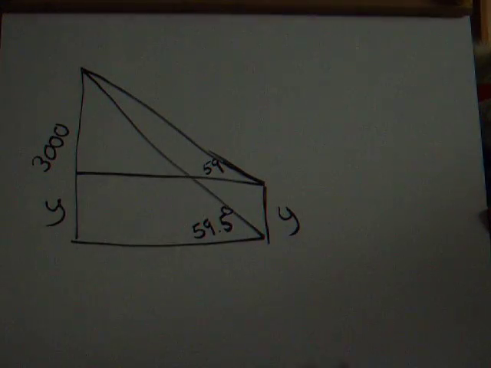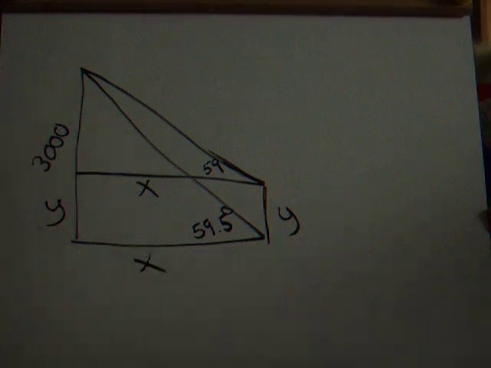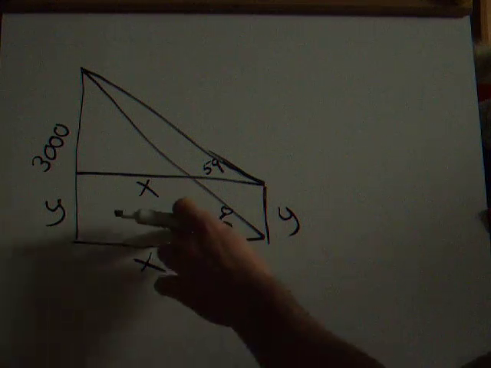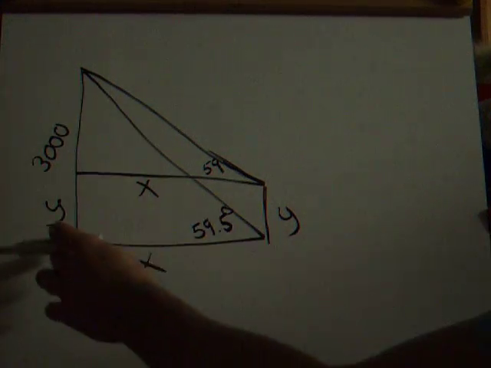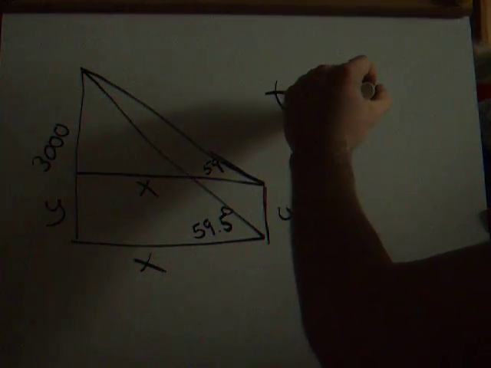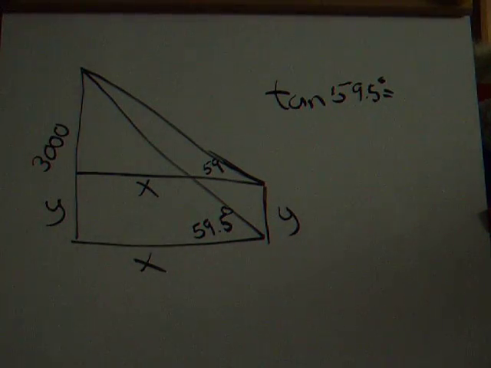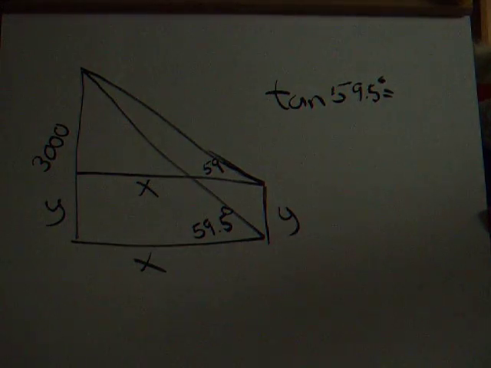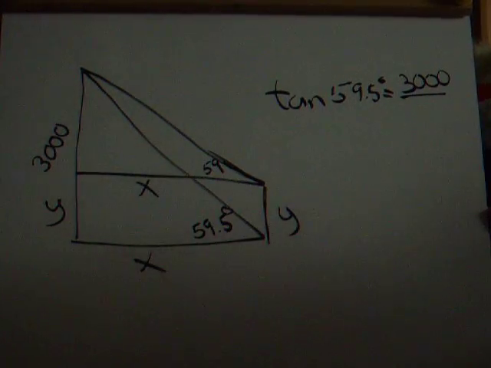So we're going to start with tangent. Now, we haven't labeled this, but let's let it be x. Both x. So if we start with, it really doesn't matter which one we start with. Let's start with the bottom one. So if we take the tangent of 59.5, we have our opposite over our adjacent equals, let's make sure this is just in frame. We really need a cameraman sometimes. Our opposite, which is 3,000, over our adjacent, which is x.